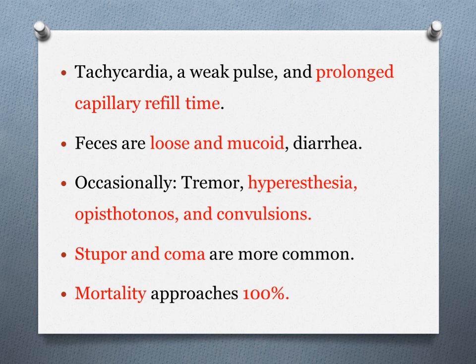Occasionally, there is tremor, hyperesthesia, that is, increased sensation to even normal stimuli. In many cases, opisthotonus is observed. There is spasmodic contraction of all muscles of the body. There is contraction of vertebral column muscles, giving a concave shape to the back. There is highly strong contraction, so the back becomes concave.